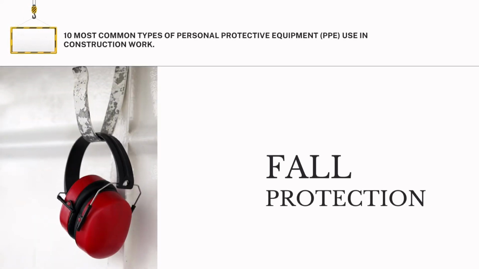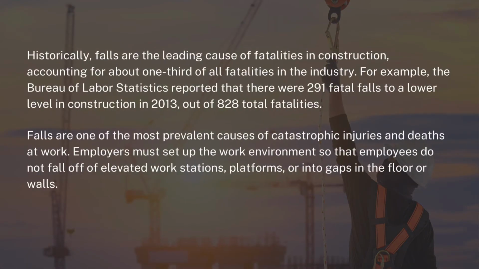Next is fall protection. Historically, falls are the leading cause of fatality in construction, accounting for about 1/3 of fatalities in this industry. For example, the Bureau of Labor Statistics reported there were about 291 fatal falls to a lower level in construction in 2013 out of 828 total fatalities. So falls are one of the most prevalent causes of catastrophic injury and death at work.